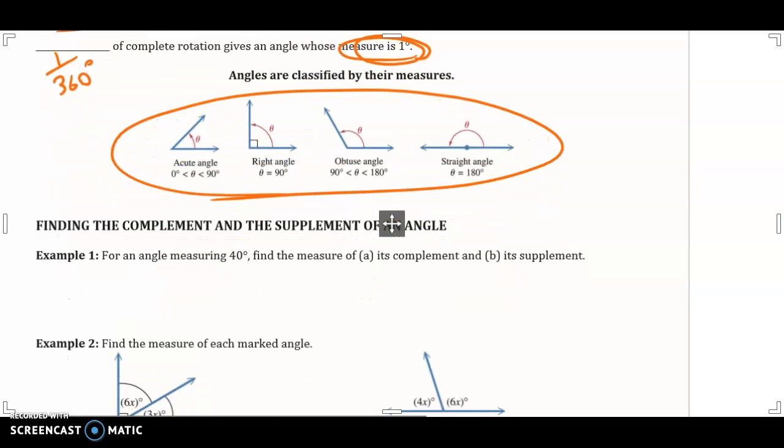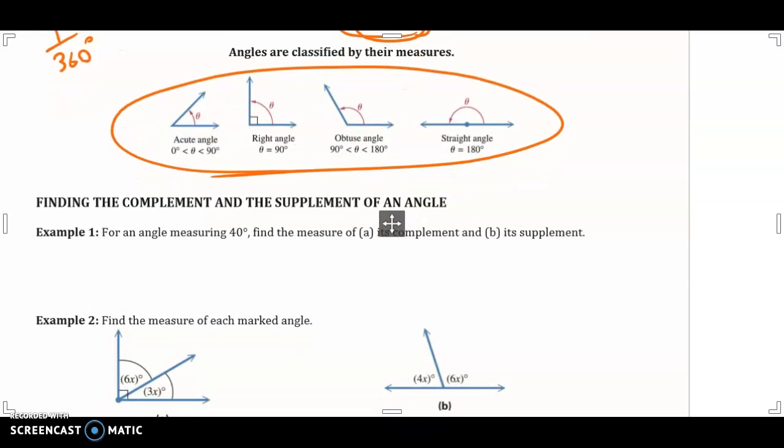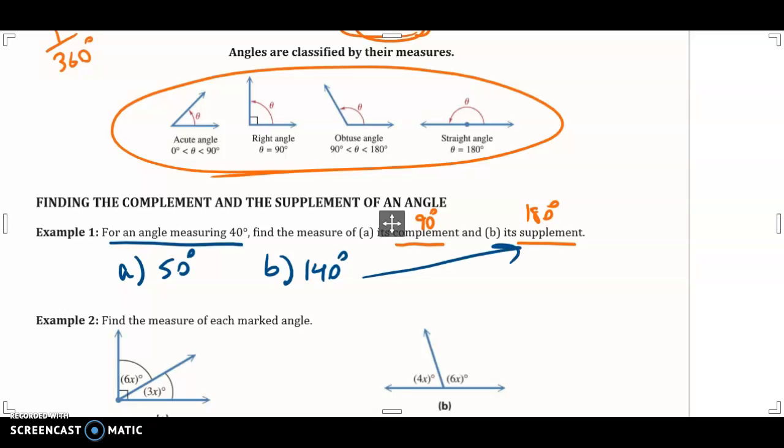So there are the 4 types of angles that you'll come across. In this one, we're going to talk about complementary and supplementary angles. Complementary angles add up to 90 degrees, and supplementary angles add up to 180. So when I have an angle measuring 40 degrees, the complement is 50 degrees because 40 plus 50 is 90. And the supplement is 140 because 140 plus 40 is 180.